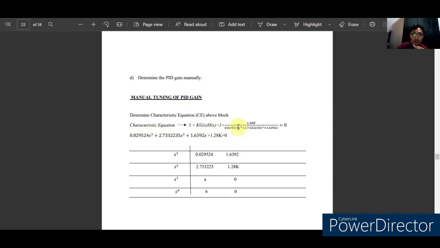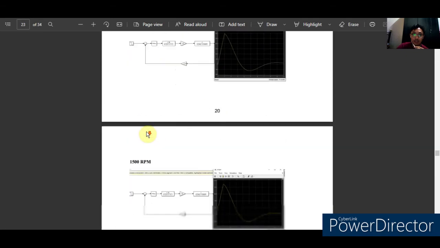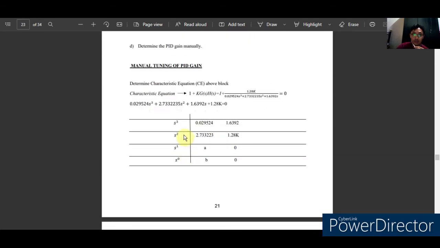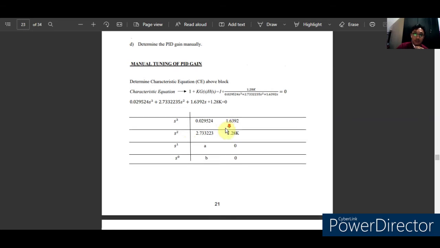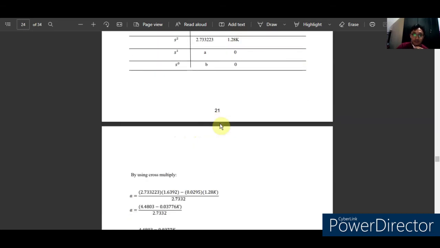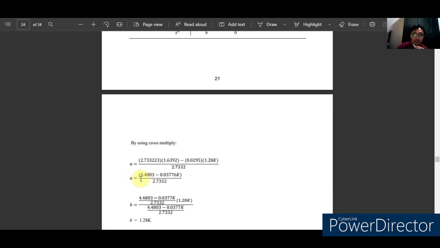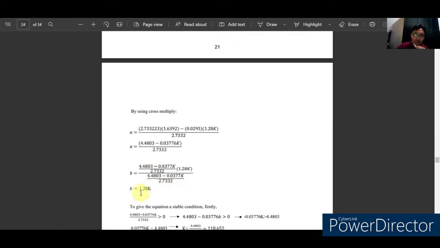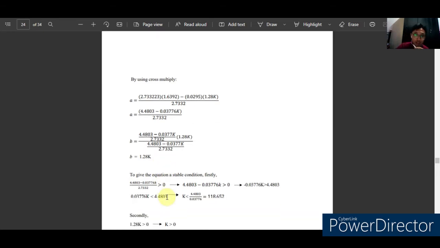And then as you can see, based on the transfer function equal to 0, we just apply VA equal to 0, and as you can see, S3 is 0.029524 and 1.6362 and so on. And then after that, we need to multiply it across. So A is equal to 4.4803 minus 0.03776k over 2.7332, and for B we get the value 1.28k.